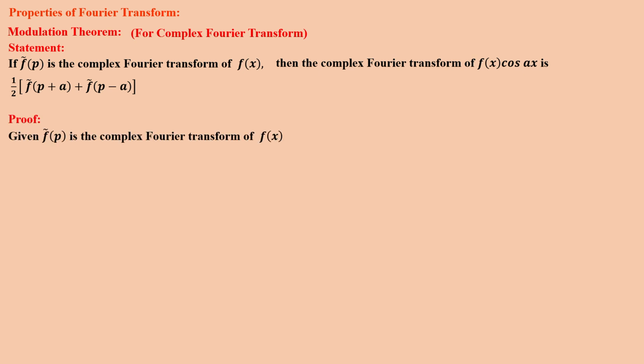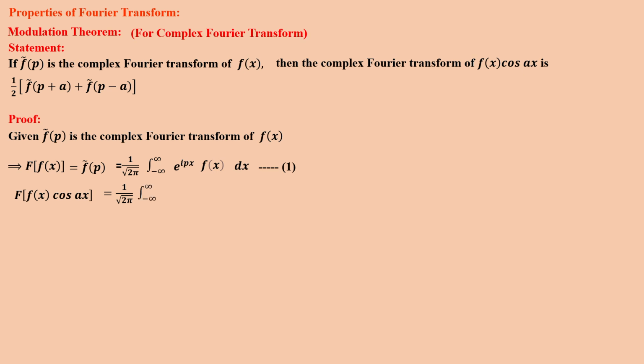Given f bar of p is a complex Fourier transform of f of x, from the definition, Fourier transform of f of x, which is equal to f bar of p, which is equal to 1 by root 2 pi integral minus infinity to plus infinity e power i px f of x dx. That is equation number 1. Now we need to find the Fourier transform of f of x cos ax. So capital F of f of x cos ax, replacing f of x by f of x cos ax in equation number 1, is 1 by root 2 pi integral minus infinity to plus infinity e power i px f of x cos ax dx.